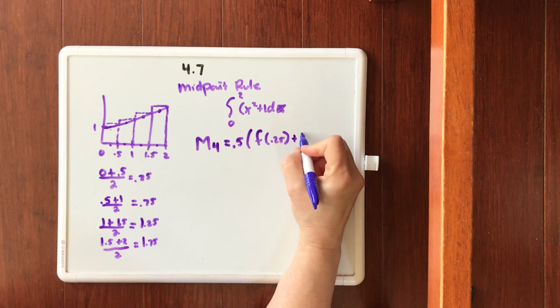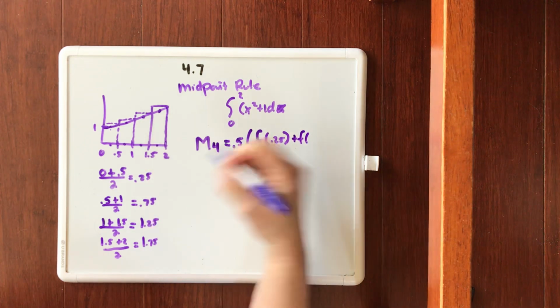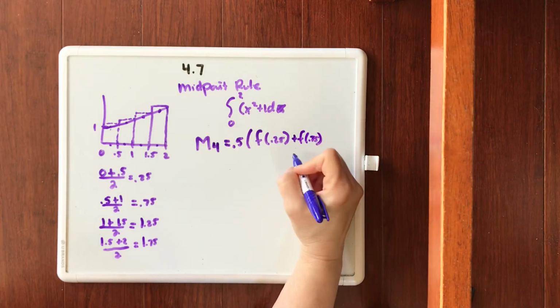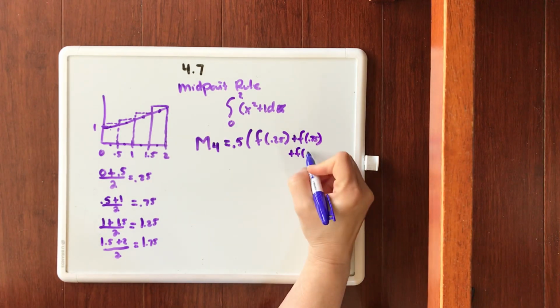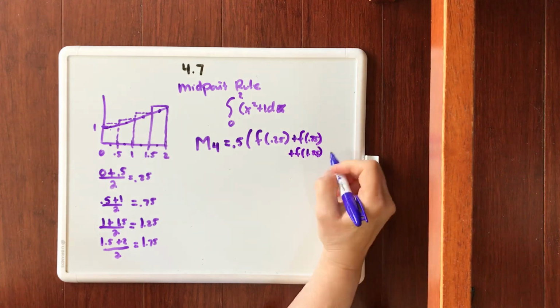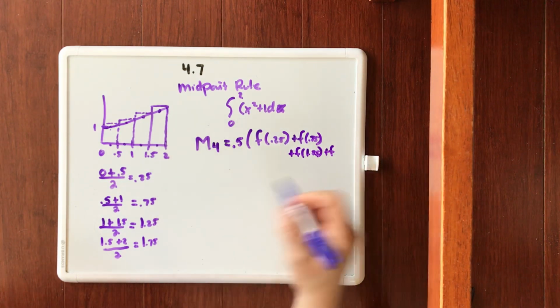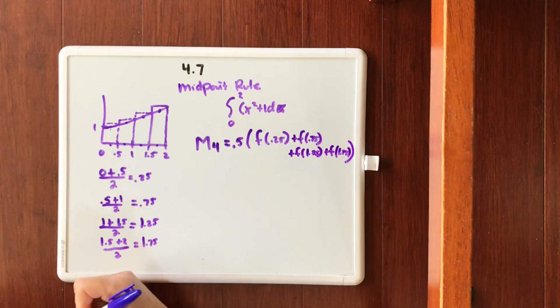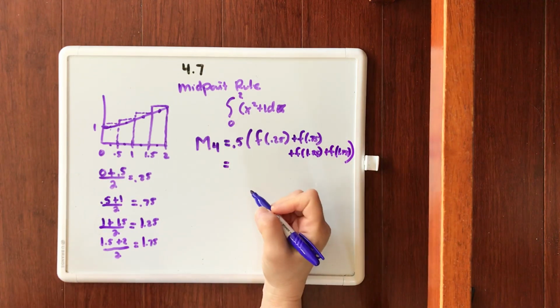Then we would go on to the second one, f of 0.75, and then plus f of 1.25 plus f of 1.75. Add those up, multiply them by 0.5.